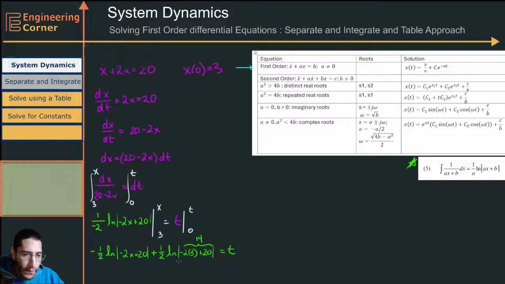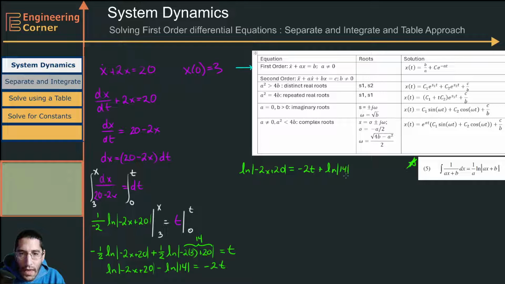So we know that that's 14. So we can rewrite this. Let's multiply by a minus 2 to get rid of this. So we'll have the natural log of minus 2x plus 20 minus the natural log of 14, because we multiply by a minus 2, and this is a positive 2, is equal to minus 2t. All right, we're going to continue our work up here. So what we have, we can move the natural log to the other side. So we'll have the natural log of minus 2x plus 20 is equal to minus 2t plus the natural log of 14.